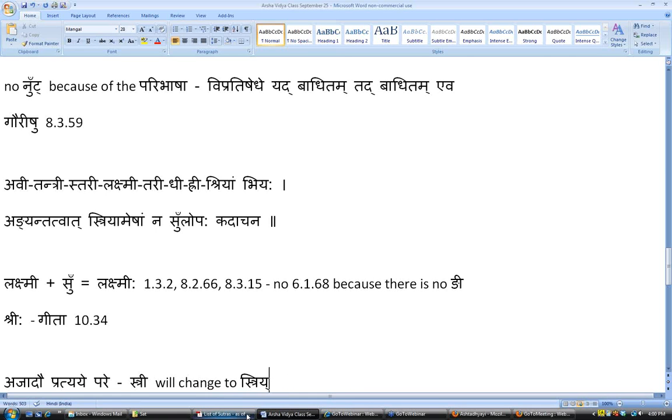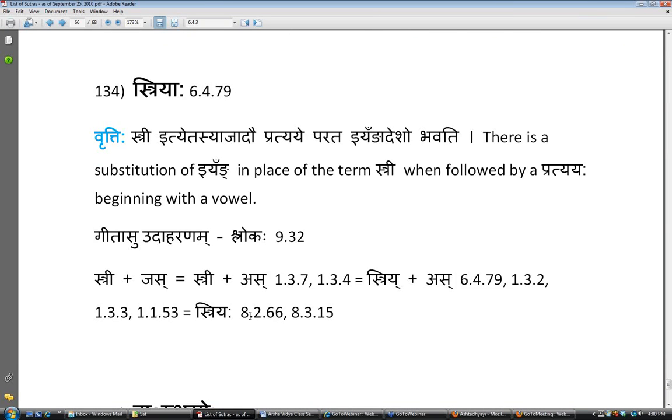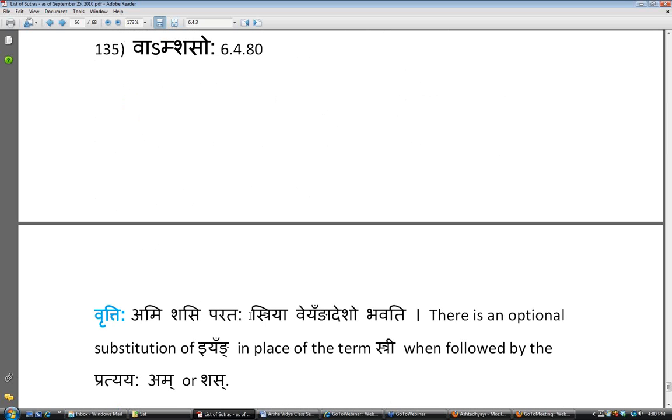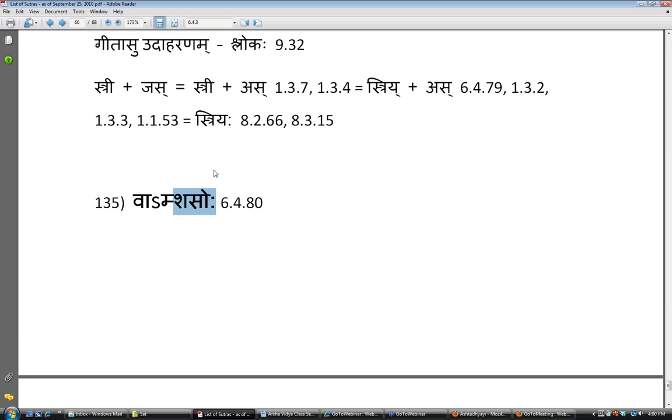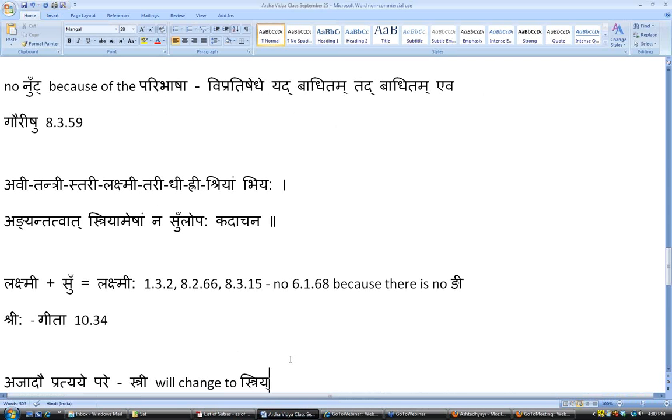Now there is only one partial exception to that, that there is a Vikalpaha, Vam Shasoho. This is if you had the Dvitiya Ekavachan Pratyaya, or the Dvitiya Bahuvachan Pratyaya Shas, in that case, you will get this adesha optionally. The Stri will become Striya optionally. And then maybe we'll continue. Here it's optional in the case of Am and Shas. So these are the two rules.